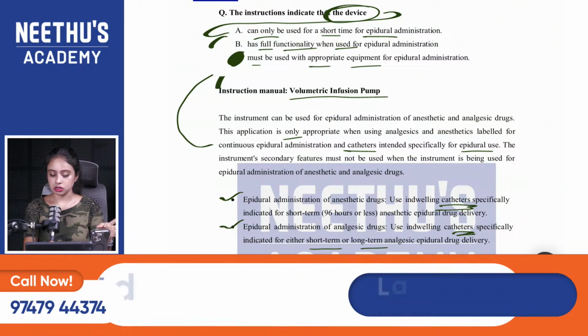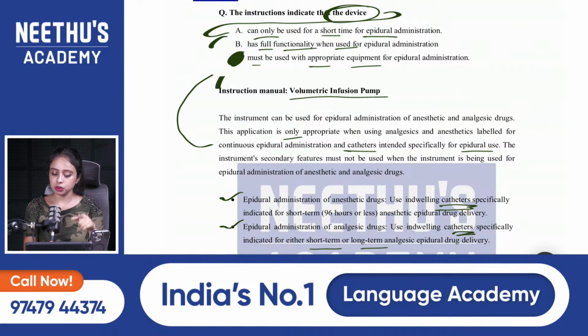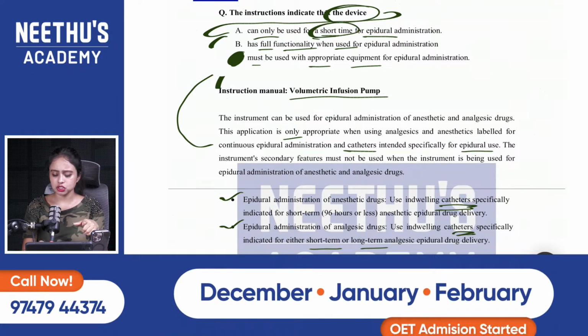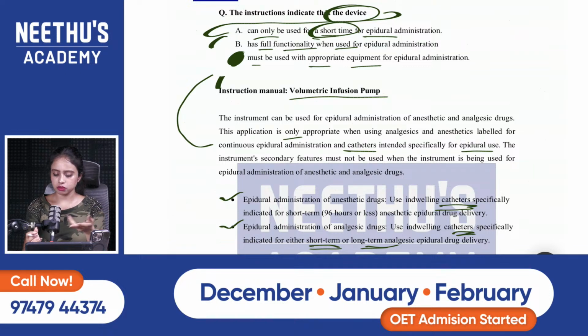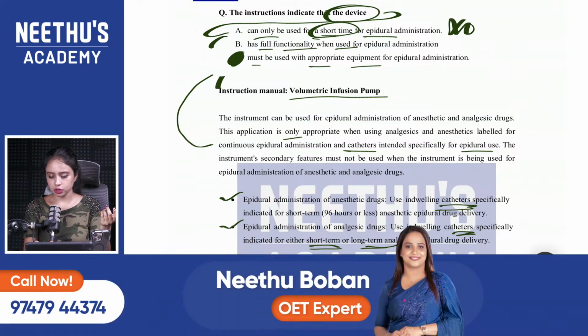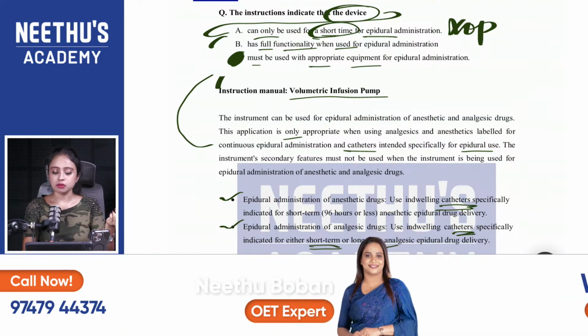Alright, that is the right answer. Option A can only be used for short time. Not for short time, either for short time or long term, they are saying. So this is a contradictory option or opposite option. And what about option B?